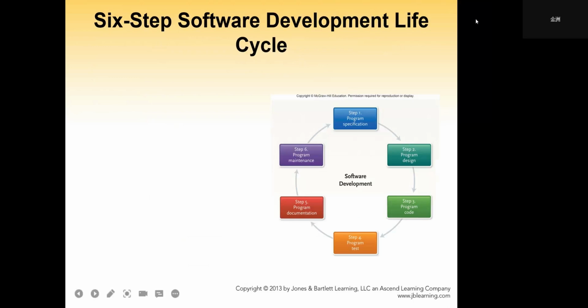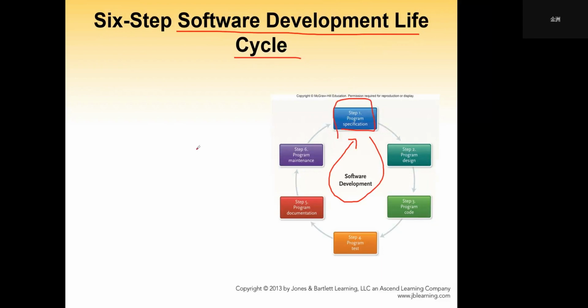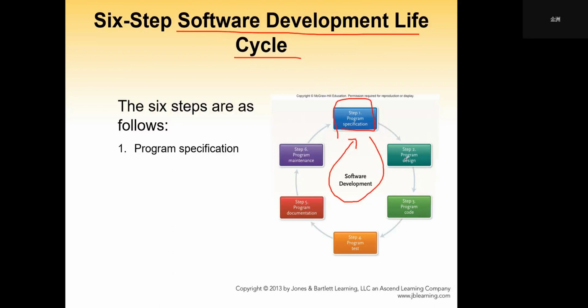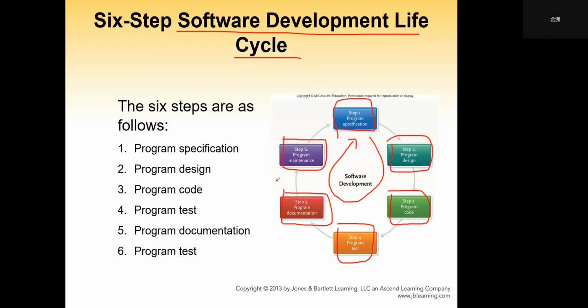So in the previous lecture, we said that when we develop software, we have a 6-step software development life cycle, which is listed here. It's a cycle, and it includes 6 steps. The first is, as we said, the program specification. The second would be that we design a program, we code the program, and we test the program. And then we write some program documents. And finally, the documents can be maintained. So it is a 6-step life cycle.